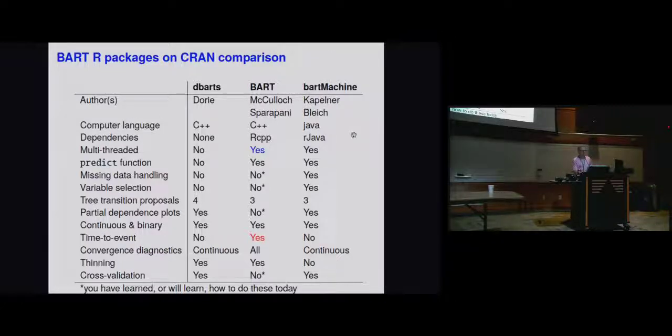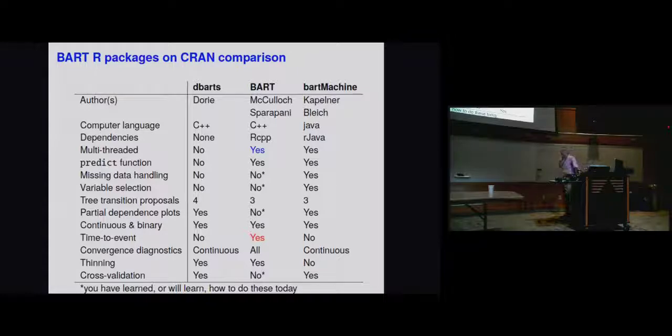So like I said, dependencies: dbarts doesn't have any. BART depends on Rcpp, and bartMachine depends on rJava. And rJava is kind of a nightmare to install all by itself, let alone bartMachine. So that's for what it's worth. dbarts is not multi-threaded. BART is, and bartMachine is also multi-threaded, but the multi-threading we found is very, very buggy. It seems like it was an afterthought, so although it's got a yes there, I wouldn't use the multi-threading with bartMachine. We have a predict function in BART, and so does bartMachine, and dbarts doesn't have that. Missing data handling: bartMachine does handle missing data, but it basically just does the trick that I mentioned earlier.